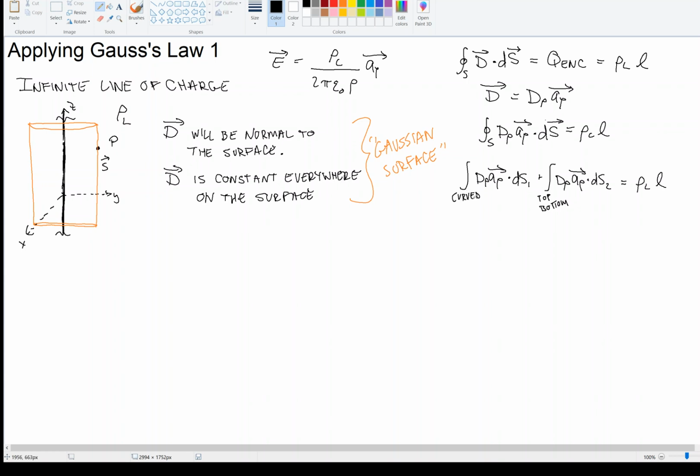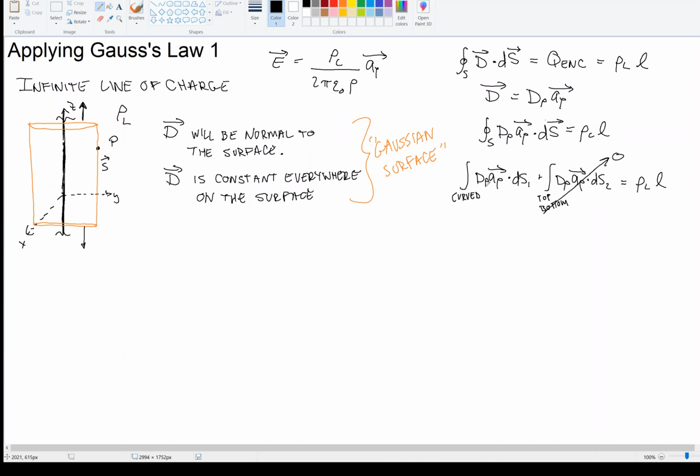So together, the curved surface and the top and the bottom make a closed surface. And the reason I'm writing it like that is because the flux through the top and the bottom is 0. In this case, the normal to the top is in the z direction, and the normal to the bottom is in the minus z direction. And so D and dS are perpendicular for the top and bottom, and the dot product is then 0. So that leaves just the curved surface.